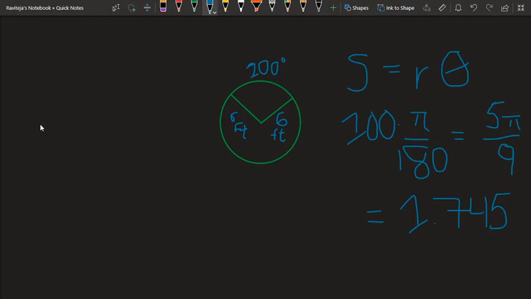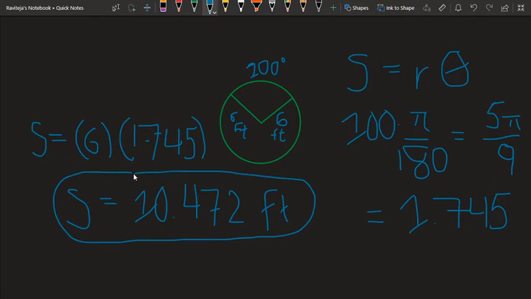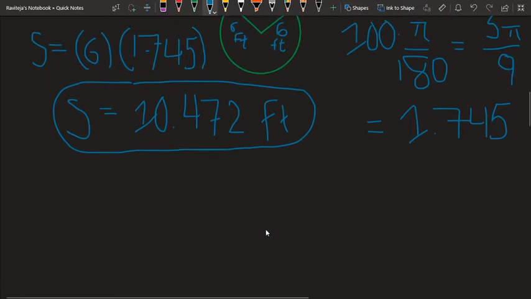So then we have S equals 6 times 1.745, and then 6 times 1.745 approximately equals 10.472, which means that the arc length for this problem that we've been solving for is approximately 10.472 feet. Remember to use the proper units as well because the radius was given to us in feet. So hopefully you guys got that. Let's move on to practice problem number 2.